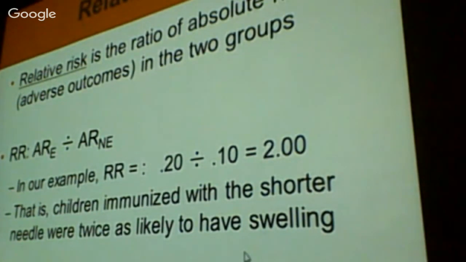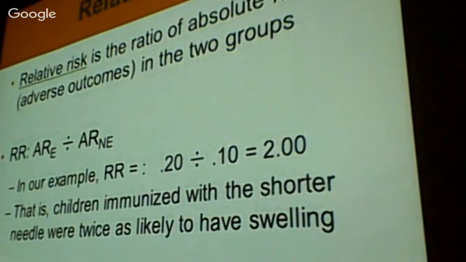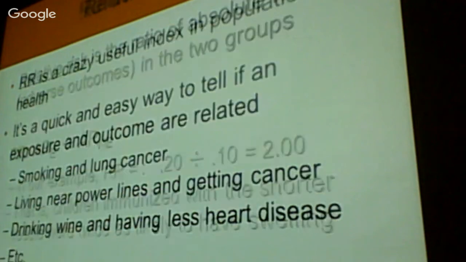So children immunized with a shorter needle were twice as likely to have swelling than the large needle. So in this example, there's a 10% reduction in swelling, so we know it's going in the right direction. That is equivalent to a twofold increase in swelling. Right? So with me, it's just a matter of plugging in numbers and computing them.